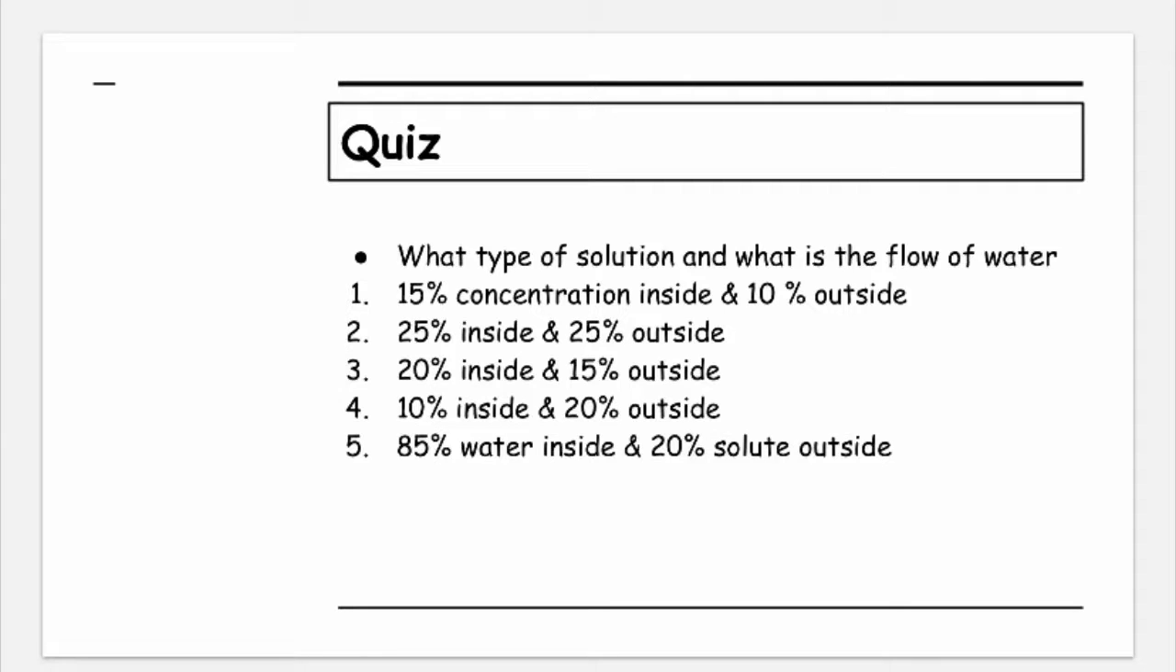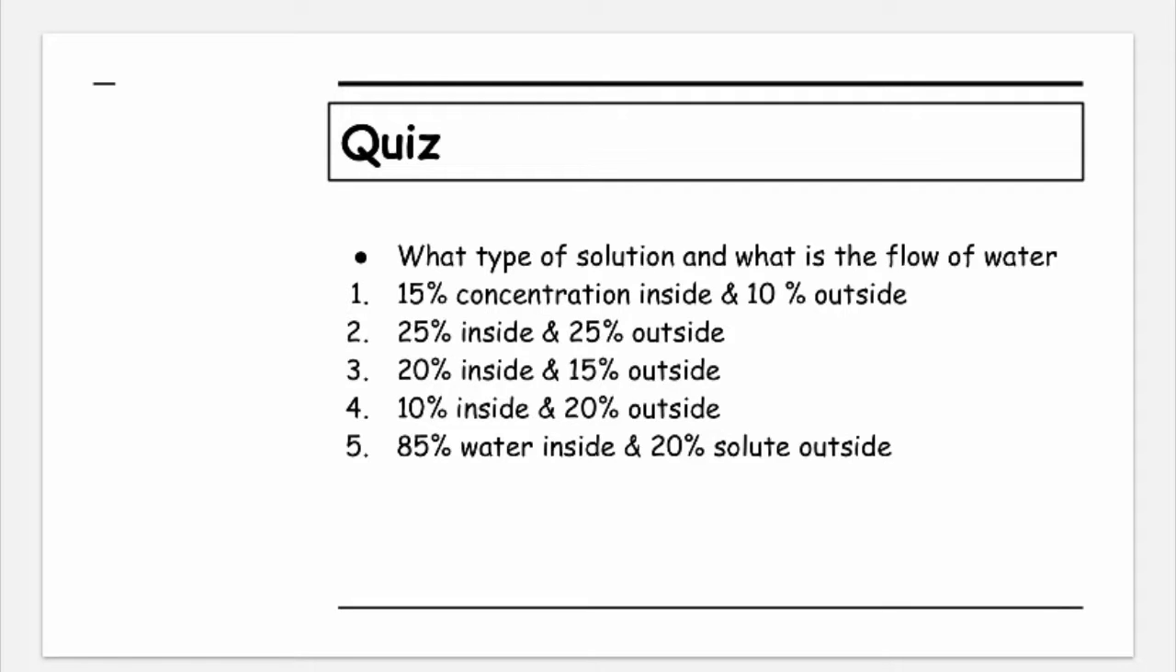If you said number 1 was hypertonic and water leaves, then you're correct. This is because there's a higher concentration inside the cell, which means water is going to have to leave to match the concentration outside. Number 2 is going to be isotonic because it's the same inside and outside, and the flow of water is going to be in both directions at an even rate.